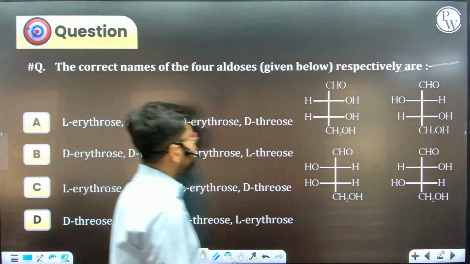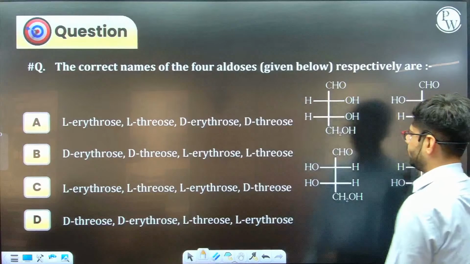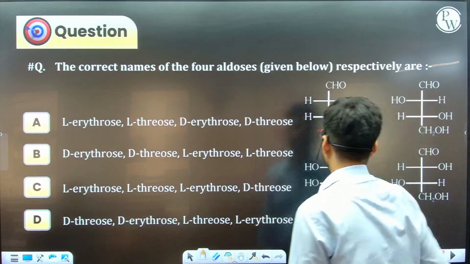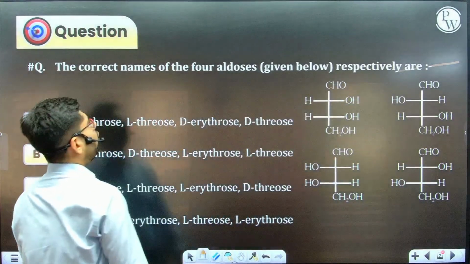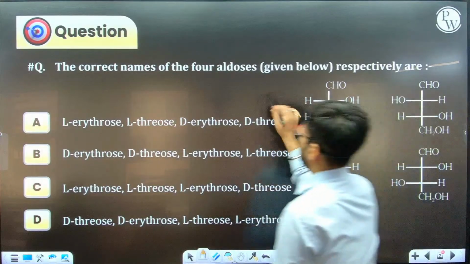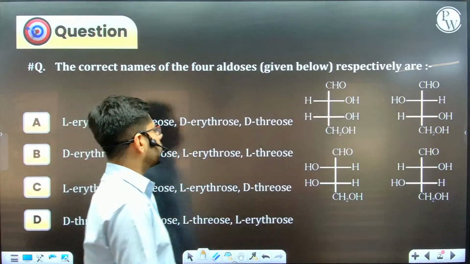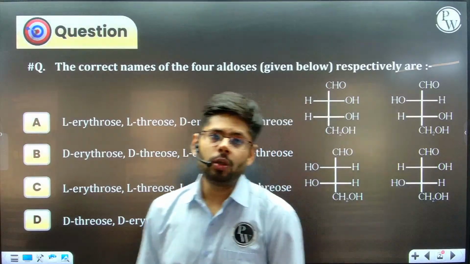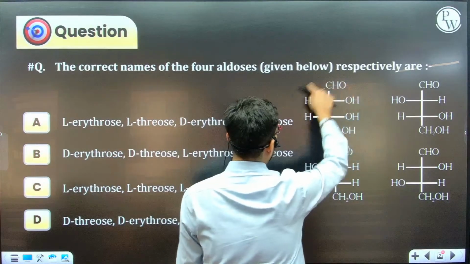If you look at this question, you will see that they have given us Fischer projections. There are 4 Fischer projections, right? These are the 4 Fischer projections. The correct names of the 4 aldoses respectively are: these are the 4 Fischer projections of the 4 aldoses, and we have options. They have asked us to identify the correct option. So we have to see the names. Okay, so this is the first one.